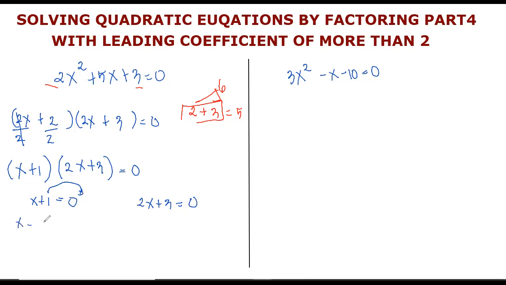It will give us x is equal to negative 1, and then 2x plus 3, transpose it to the right side of the equation. It will give us 2x is equal to negative 3, isn't it? Okay, so now this is the value of x in the first equation, or the first term, and then wala pa po itong final. So let's simplify, let's divide it by 2. So x is equal to negative 3 over 2.